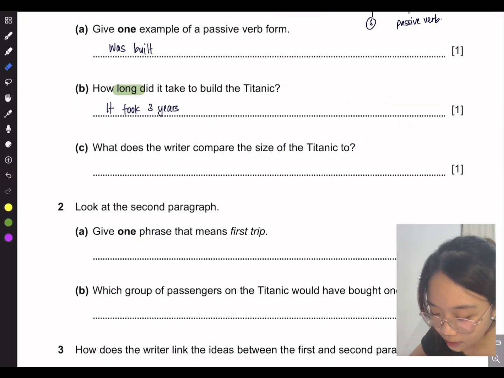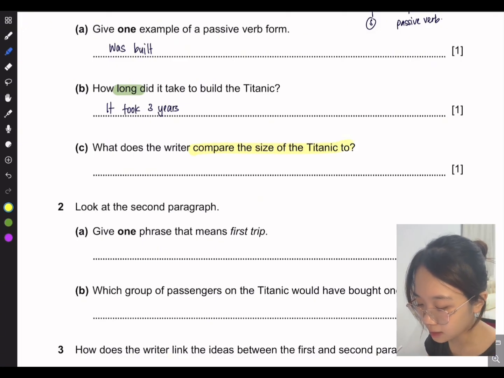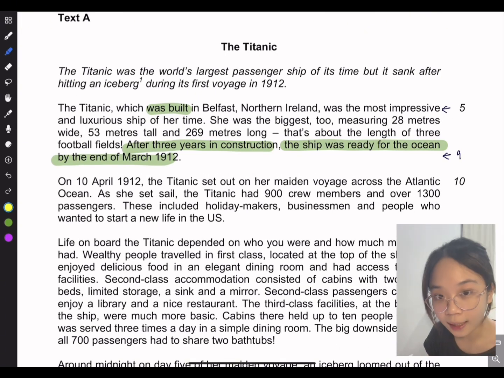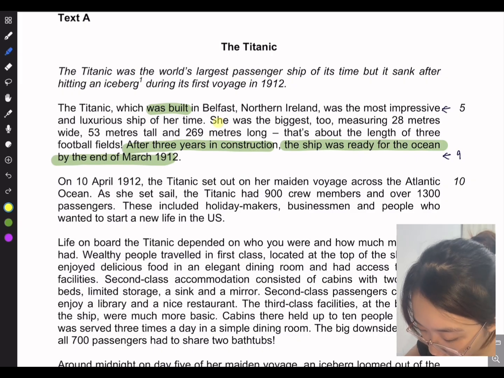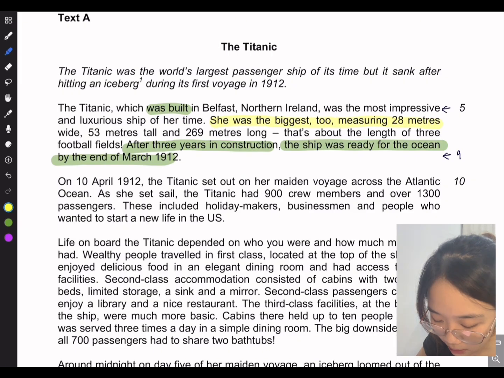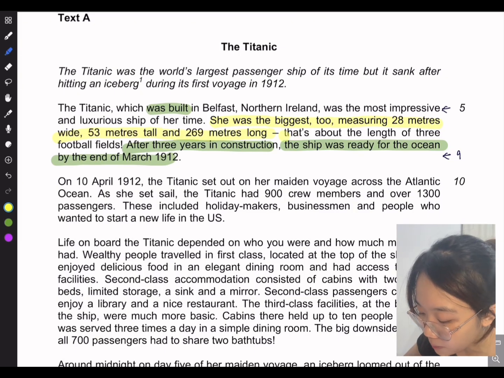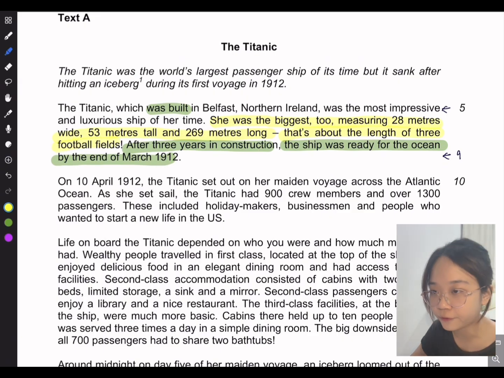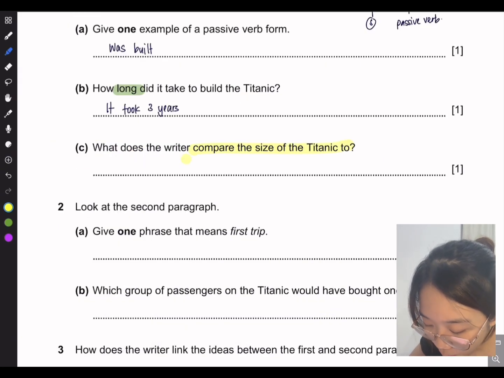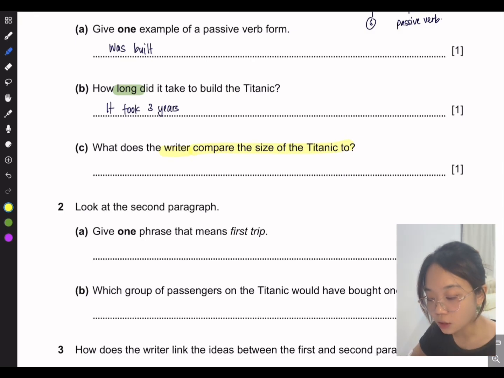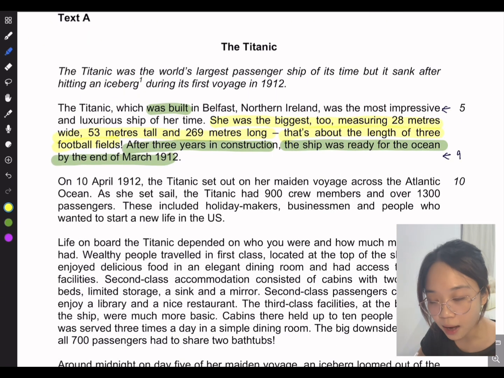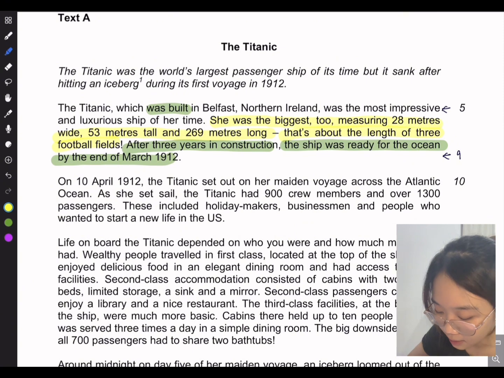So the next question is, what does the writer compare the size of the Titanic to? Okay, so let us take a look. Okay, so you can get the answer from this sentence here. She was the biggest too, measuring 28 meters wide, 53 meters tall, and 269 meters long. That's about the length of 3 football fields. The question here is, what does the writer compare the size of the Titanic to? So here is a comparison question. So you have to mention that 3 football fields.